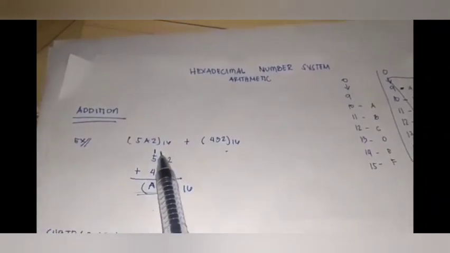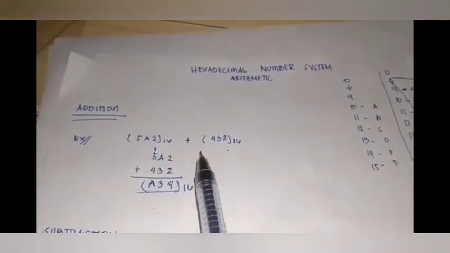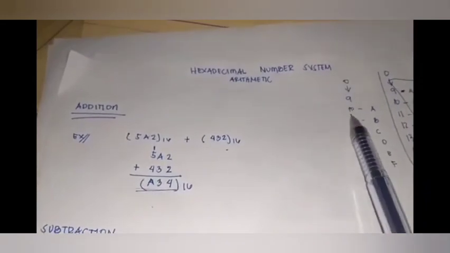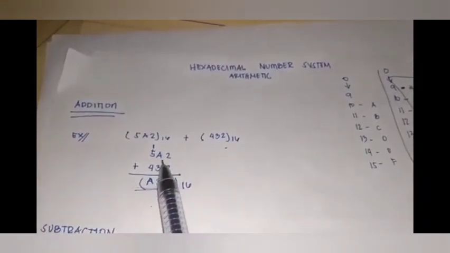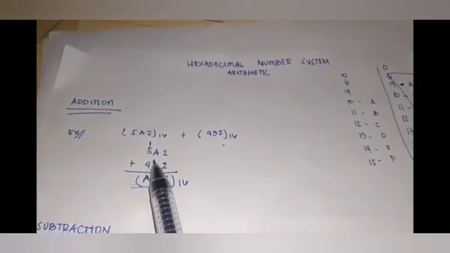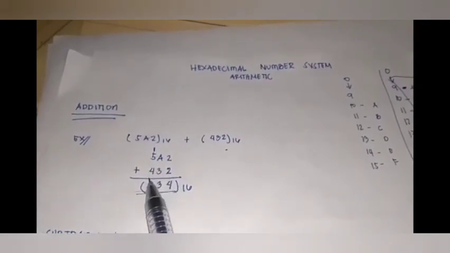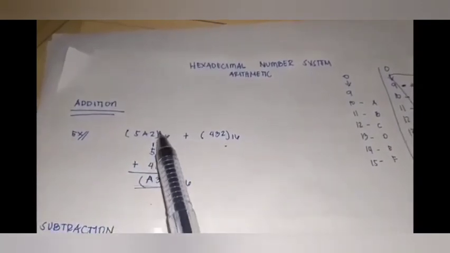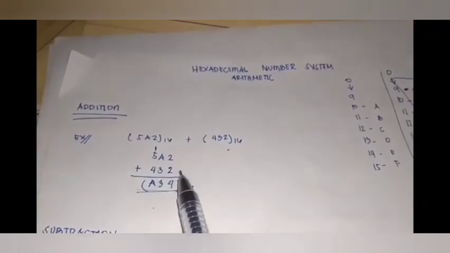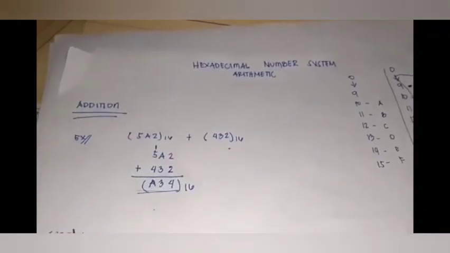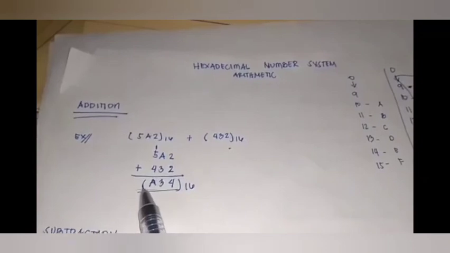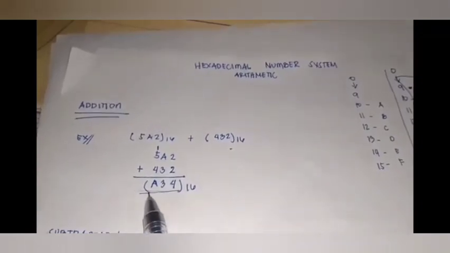A plus 3 is equal to 13 because A corresponds to 10. 13, so carry 1. 5 plus 4 is equal to 9, plus 1, it is equal to 10. So we put A here because it corresponds to 10. And that is the answer.